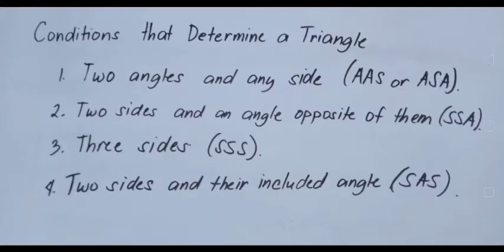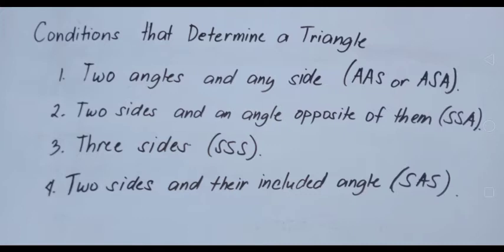So we have here the conditions that determine a triangle. To solve an oblique triangle, you need to know the measure of at least one side and any two parts of the triangle, either two sides or two angles, or one angle and one side. So this breaks into four cases.